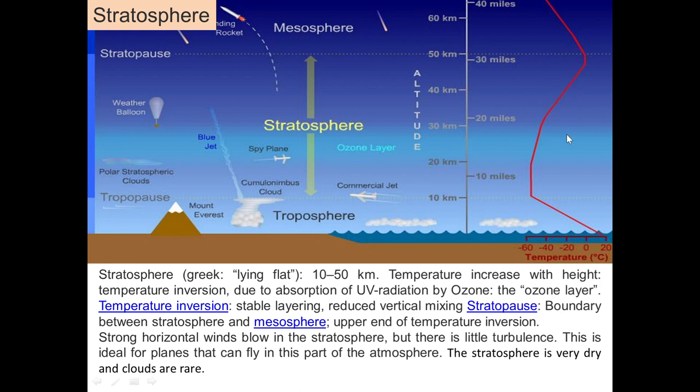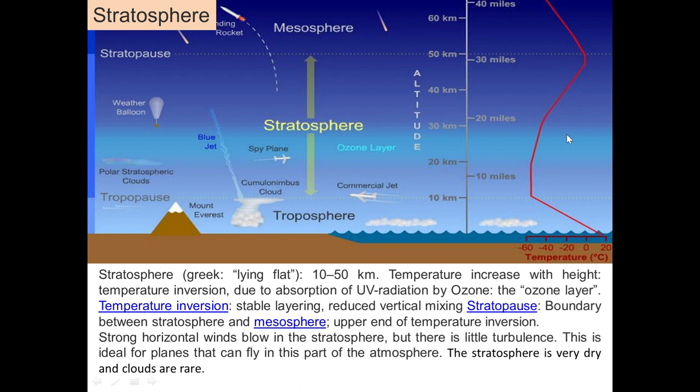What is ozone? Ozone is triatomic oxygen. It is a layer present in the stratosphere, and its significance is that it absorbs the ultraviolet radiation coming from the sun, and for that reason the temperature increases, so temperature inversion is happening.